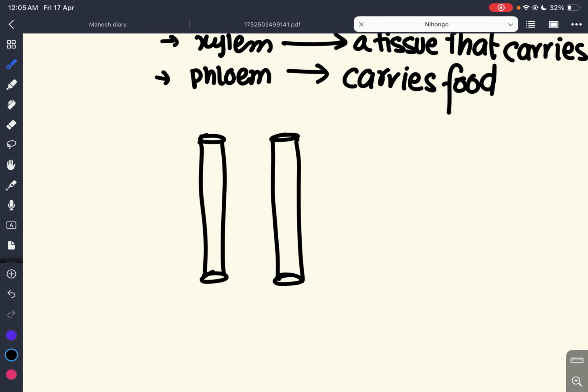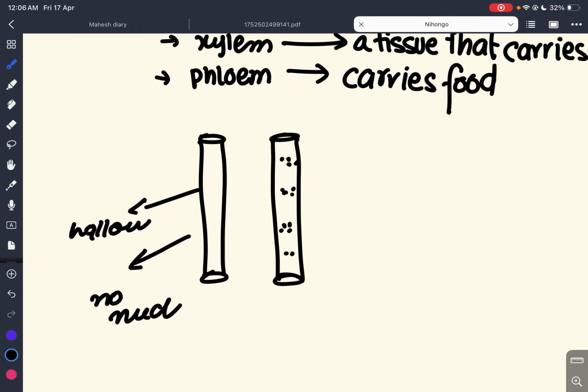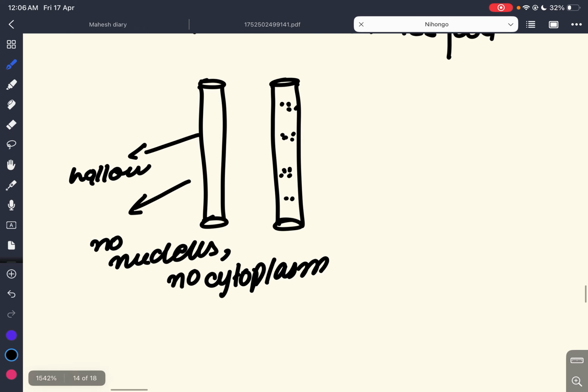In a phloem you will see some sieve layers right here, while a xylem cell is hollow. You will not see anything inside. The xylem cell has no nucleus, and you might have heard that xylem tissue itself is dead. It has no nucleus, it has no cytoplasm, and that's why it is dead. That's how you know it's a hollow pipe.